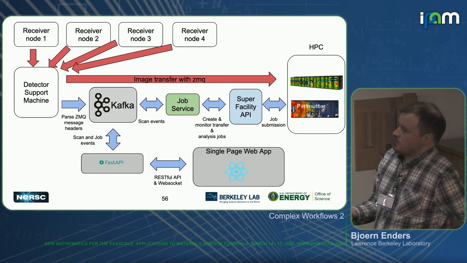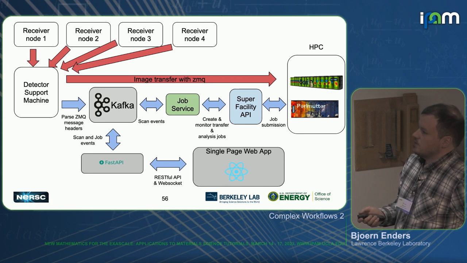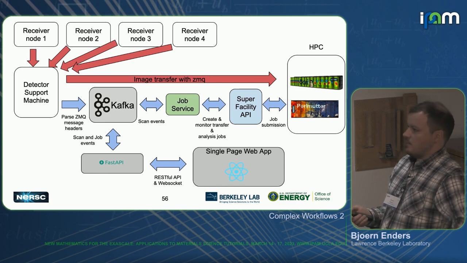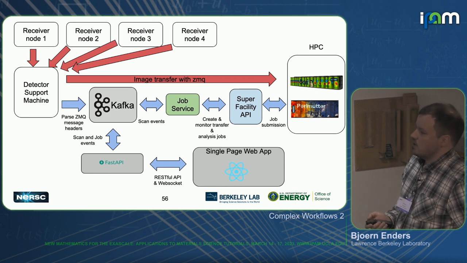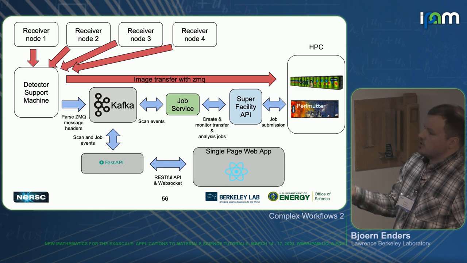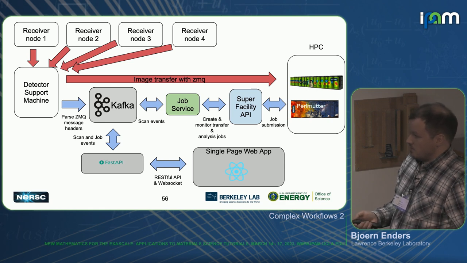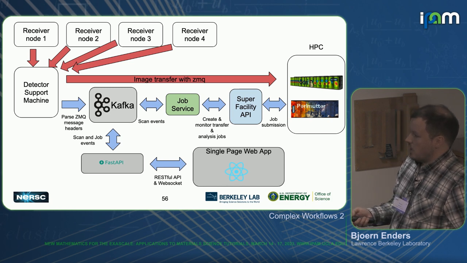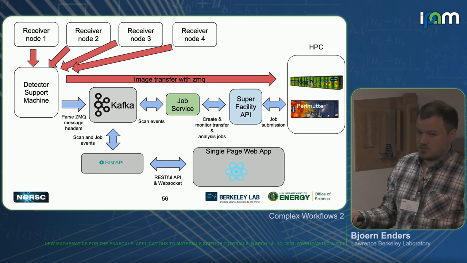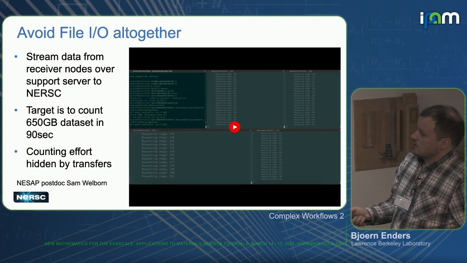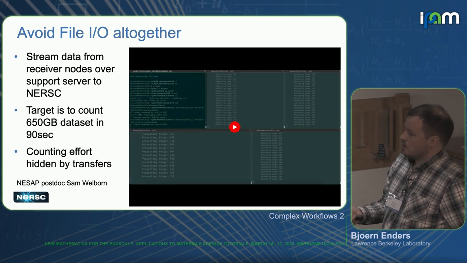We're going to supercharge it in the future. I have a postdoc, an ESA postdoc. Currently there's a lot of IO in that app, but we want to replace it all with streaming over ZMQ, so that the data just gets bounced off the detector support machine, never goes to the file system, and is forwarded into NERSC directly. We hope to get a turnaround time for 650 gigabytes in 90 seconds, which is really fast. So it's really ongoing work.